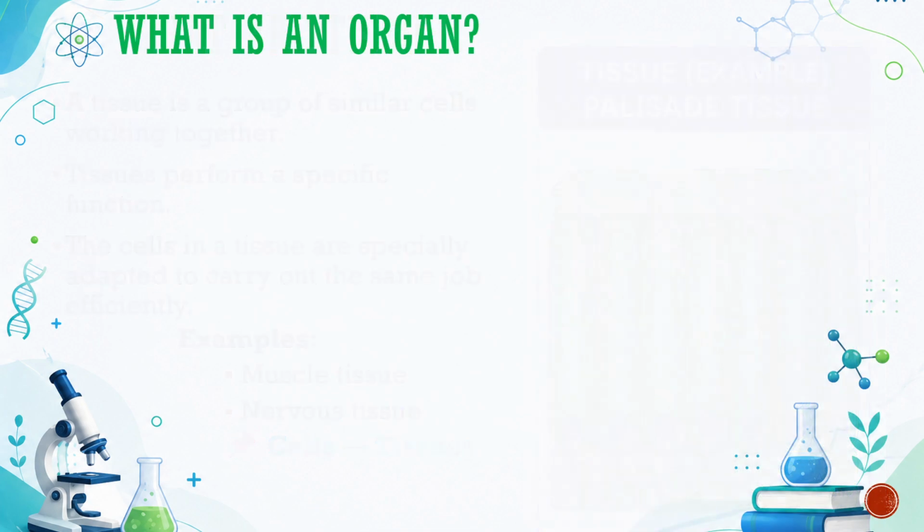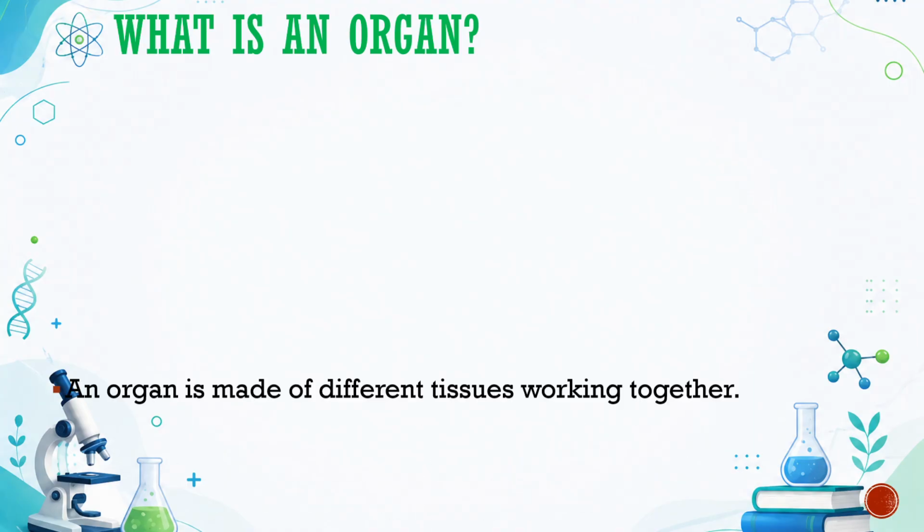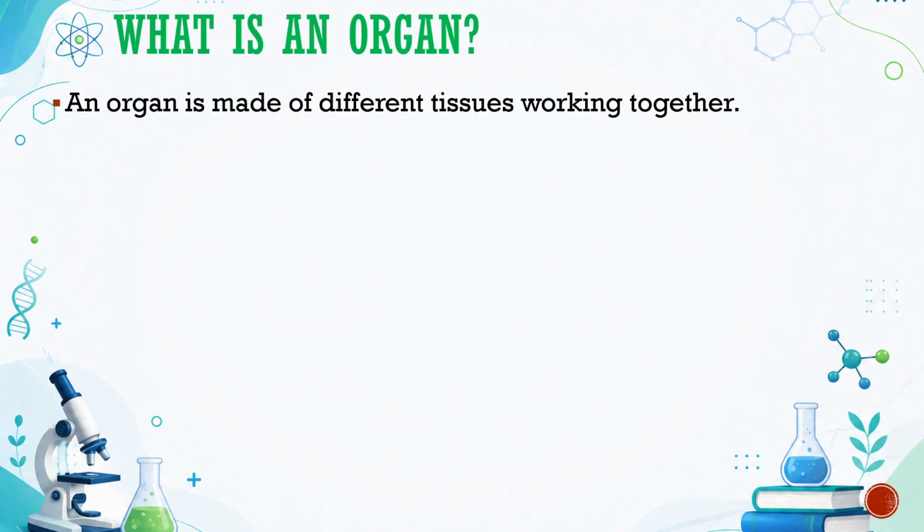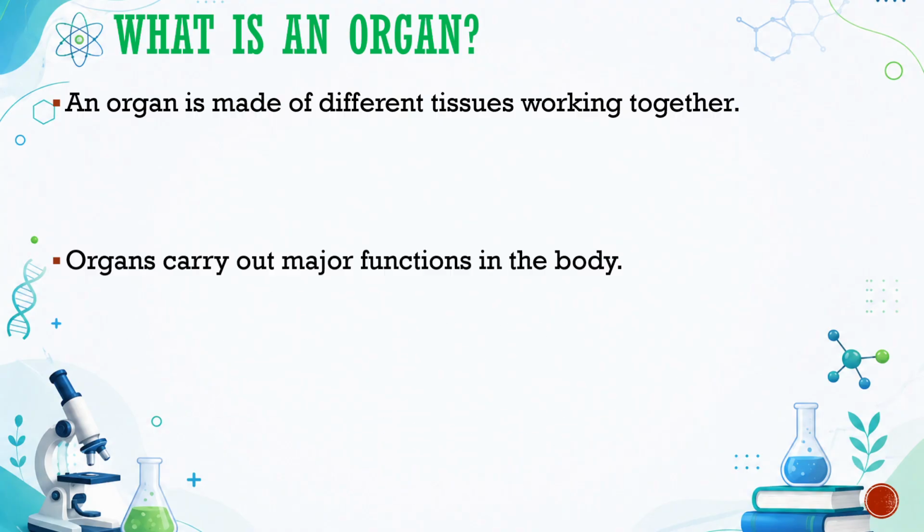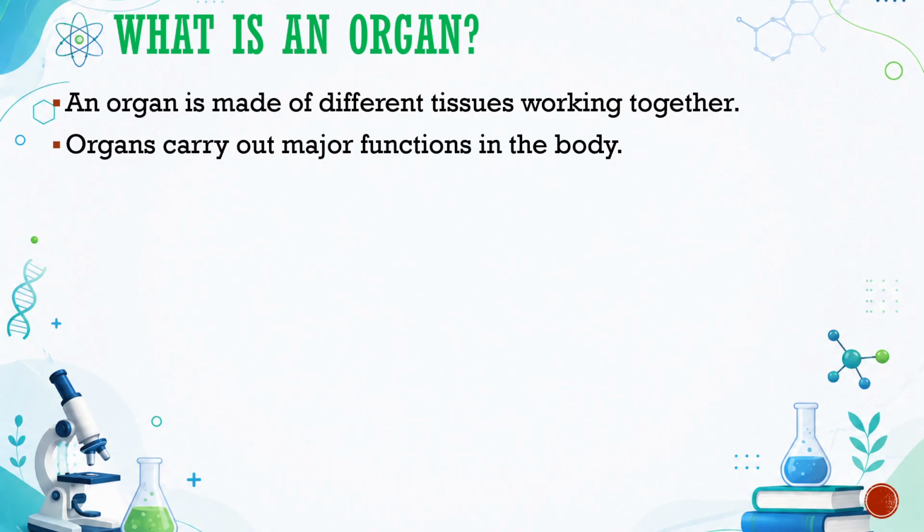Now let's say we have organ. Now what is an organ? An organ is made of different tissues working together. So when tissues come together and try to perform a particular function, that forms an organ. So organs carry out the major functions in the body, like your heart or maybe your lungs. So these are nothing but the organs formed by typical types of tissues which are working together, making that organ perform a particular function.